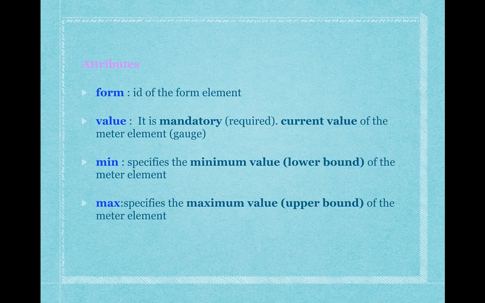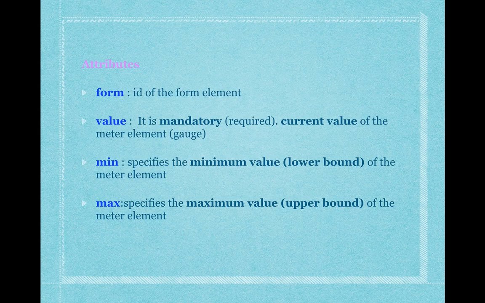The attributes of the meter element are form, which is the ID of the form element. The second attribute is value. It is mandatory. It must be given. The other attributes are all optional. This is the only attribute that must be given with the meter element. It represents the current value of the meter element.